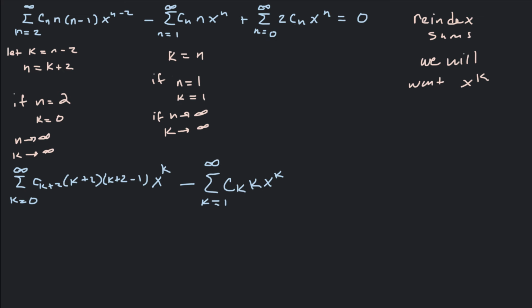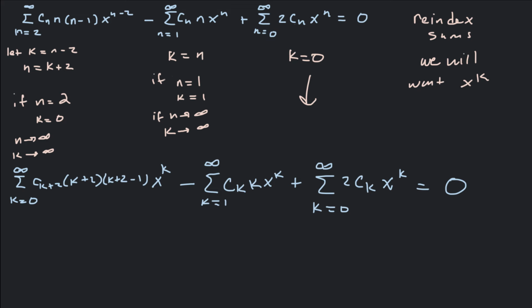And likewise, the last series, we're just going to let k equal n there as well. So nothing really changes for the last series except the letter itself. So it's going to be the sum, k equals 0 to infinity, 2c_k, x to the k. And then this whole thing equals 0.